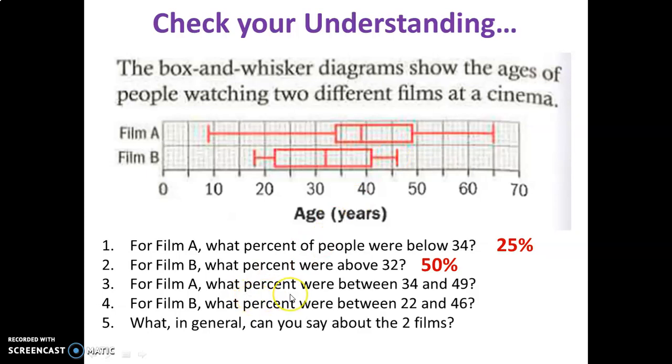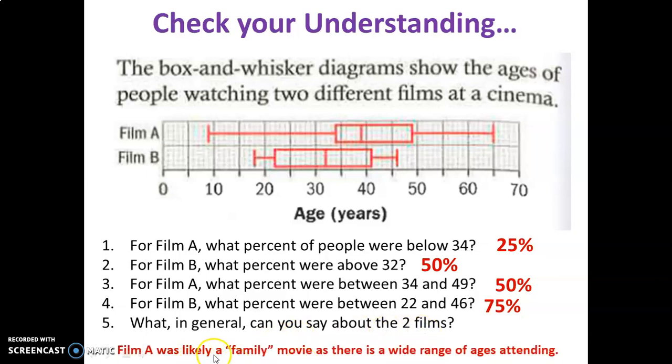For film A, what percent were between 34 and 49? Nice, 50%. This is 34 here to 49, so that's your middle 50%. Next, film B, what percent were between 22 and 46? 75%. Hope you're getting the hang of this. And number 5, what in general can you say about the 2 films? Well, film A was more like a family film because it shows a wider range of ages, right? Maybe you can say more.